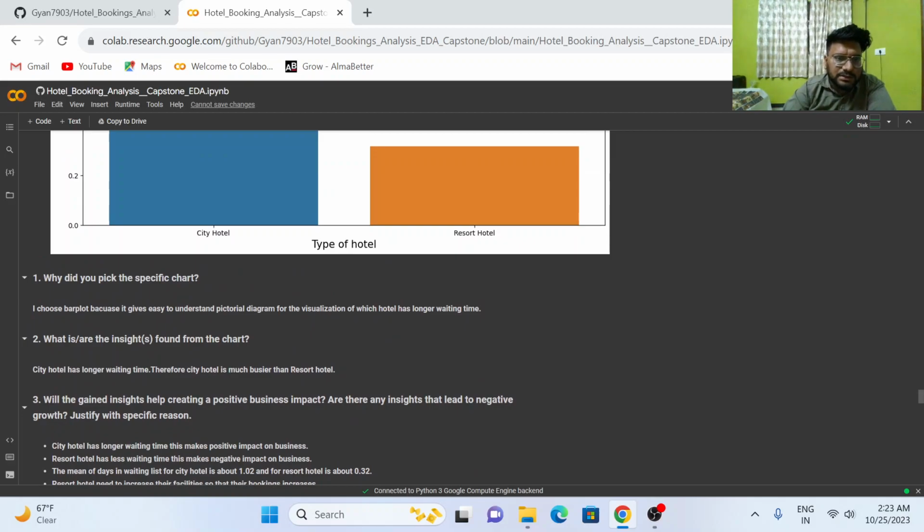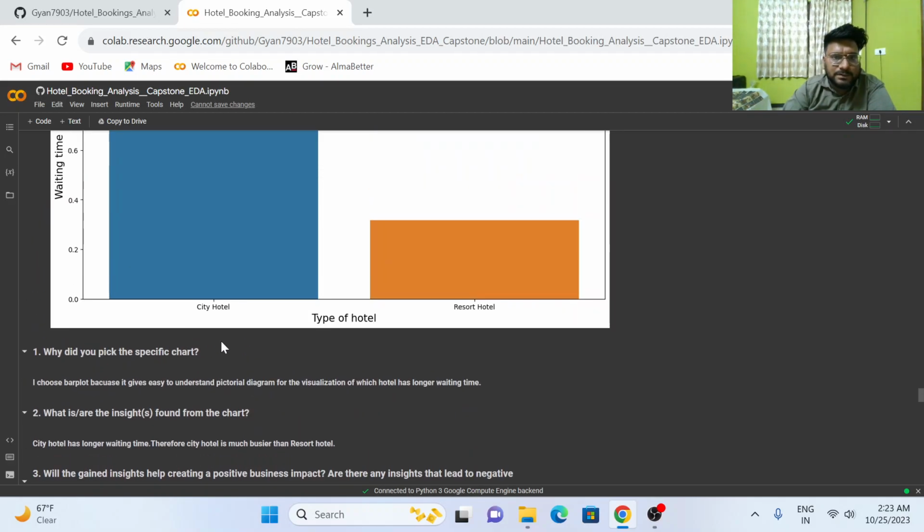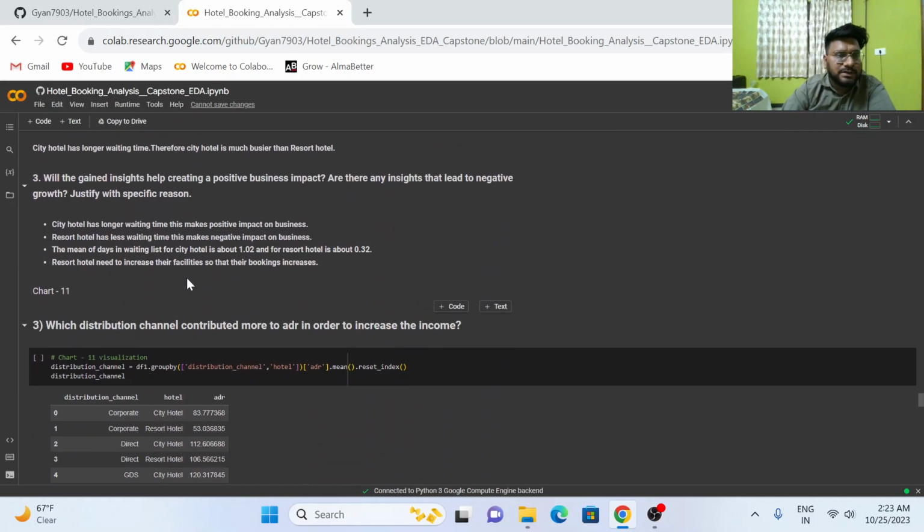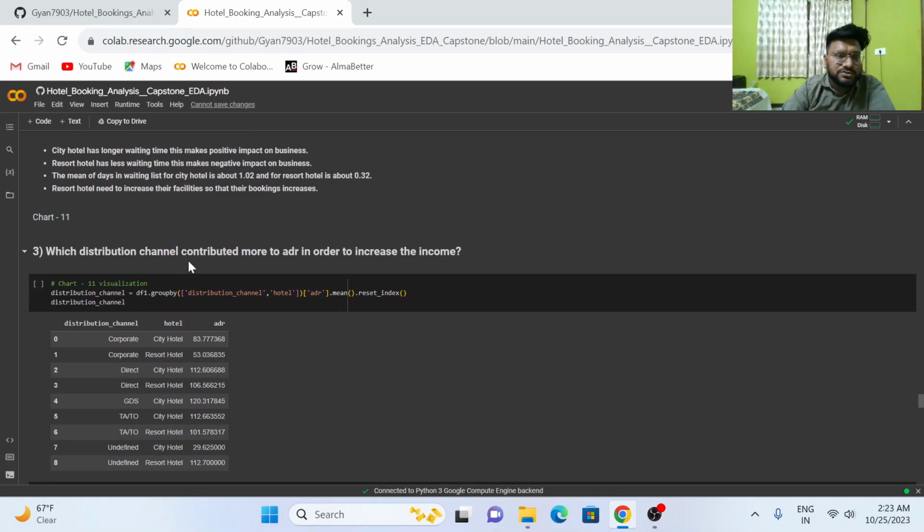So it also shows that resort hotels are much more readily available than the city hotels because they had significantly less number of bookings. Yes. And next one would be which distribution channel contributed more to the ADR in order to increase the income.